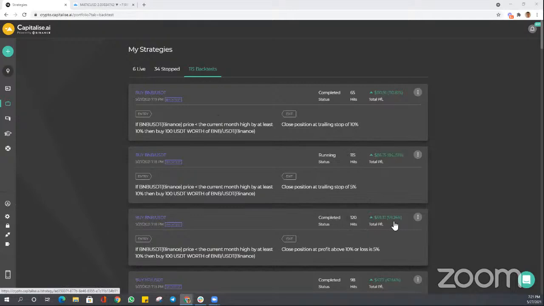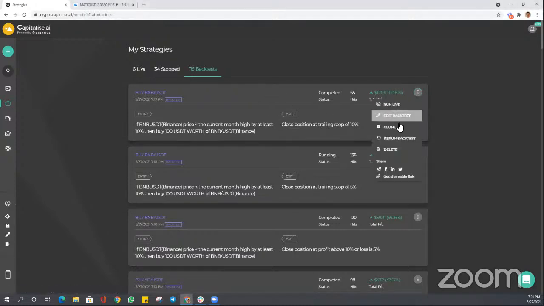This had 120 trades at 60%. It's 115 at 79 and 65 at 110. I'm just going to go for this one at the moment. Even though this one is still running, that's almost double the amount of hits. So out of these 3 strategies that we just created and we tried different exits on, I'm just going to take this one here and I'm going to clone it there.